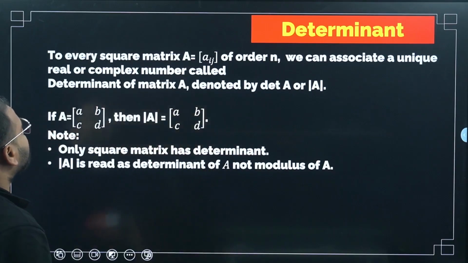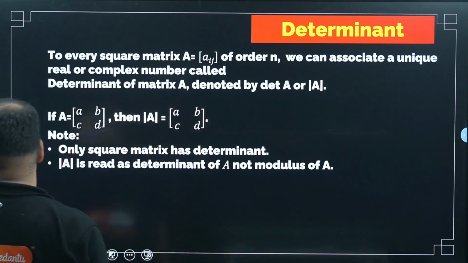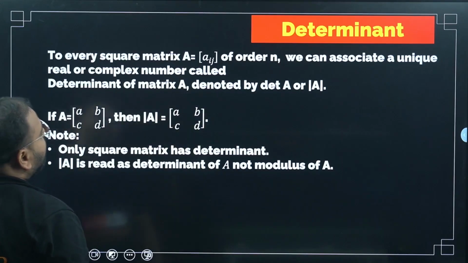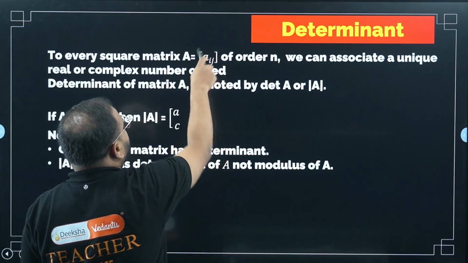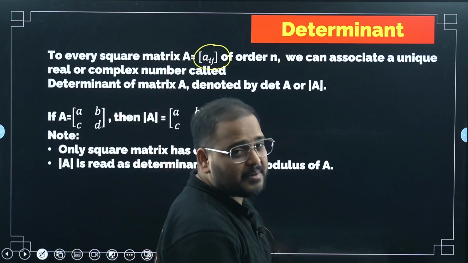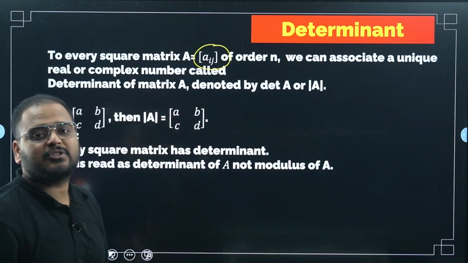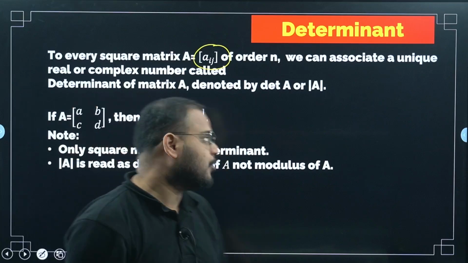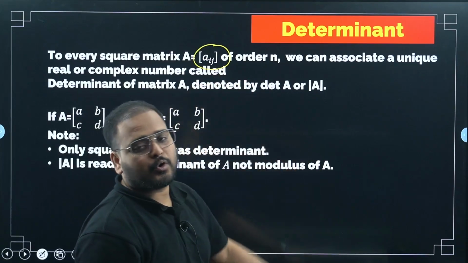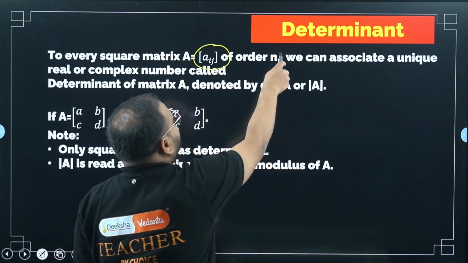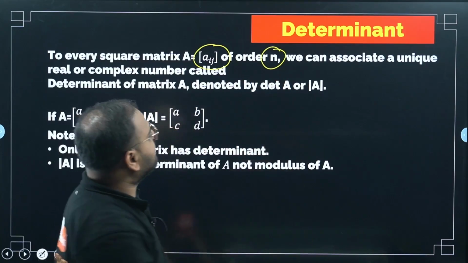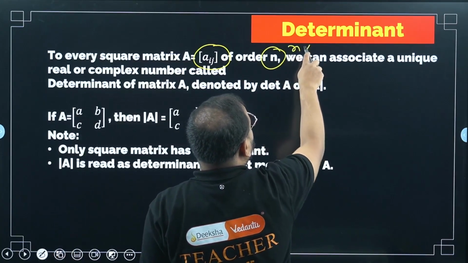Moving on. To every square matrix A, how do we write a square matrix? Obviously like this: Aij, where Aij represents each element, and i and j represent the respective position with respect to row and column. i is for row, j is for column. Order n means it's a square matrix, n cross n.